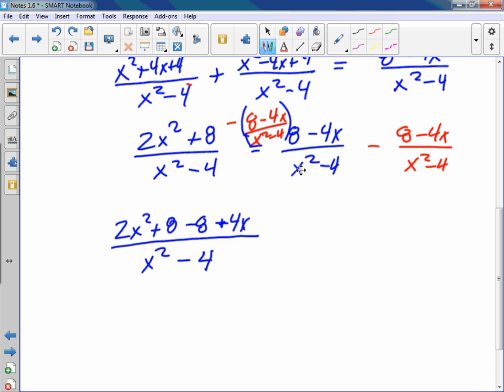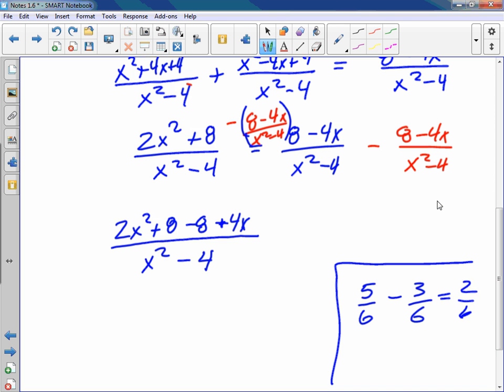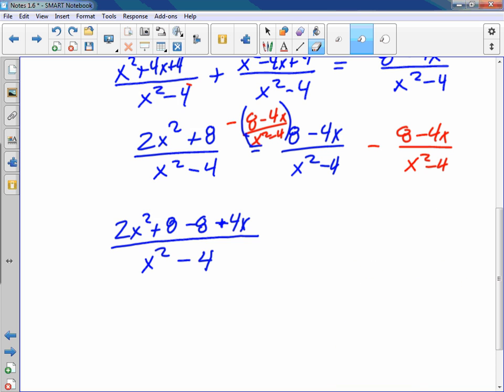We already had common denominators, so we're okay there. Well, think about it like this. Think about a little one off the side, like 5/6 minus 3/6. What's that? 2/6. Okay, think about it like that. All right, let's keep going. We're almost there.